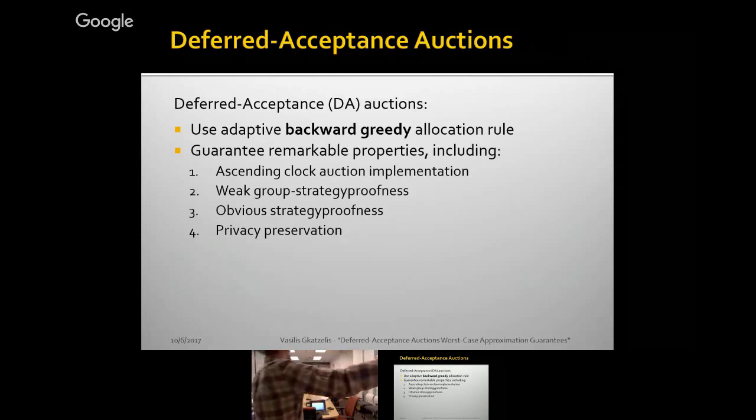In computer science, you would interpret that as backward greedy algorithms, adaptive backward greedy algorithms, because they can change from round to round. And they guarantee incentive properties such as ascending clock auction implementation. Whatever you get, you can implement it as an ascending auction. Everybody sees a price that keeps going up from round to round, and at some point they just quit when that price is higher than what they're willing to pay. This is very important in many high-stakes auctions because you don't need to report any private information. You just look at the clock. When the clock is too high, you just say, okay, I'm out. So this is a much more practical option.